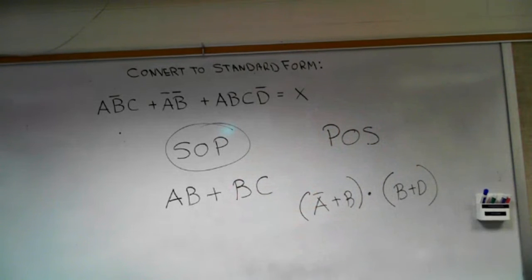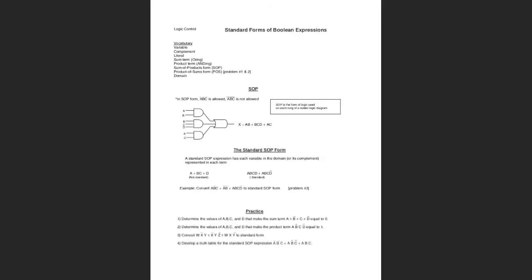So going back to the handout, you want to make sure that you're familiar with variable, complement, literal, sum term. Remember that a sum term and a product term are ORing and ANDing. A sum term evaluates to a 0, a product term evaluates to a 1, and then we have the sum of products and product of sums. Now the domain is just the list of uncomplemented literals in a term. So the domain is a list of uncomplemented literals in the term.